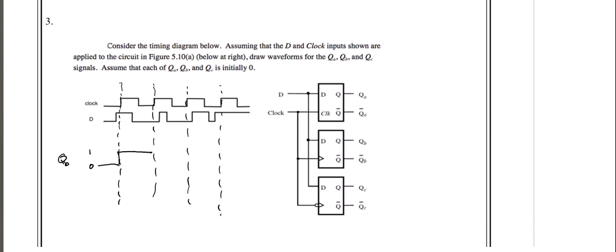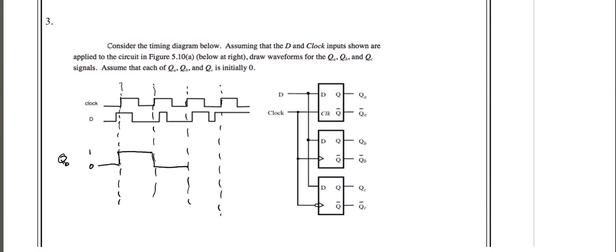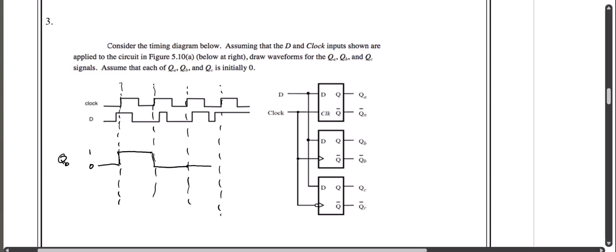And then when it gets to the next positive edge of the clock, it looks at the value of D, and D is 0, so it goes down to 0. And then at the next positive edge of the clock, D is still 0, so it stays 0. And at the last positive edge of the clock, D is 1, so it becomes 1.